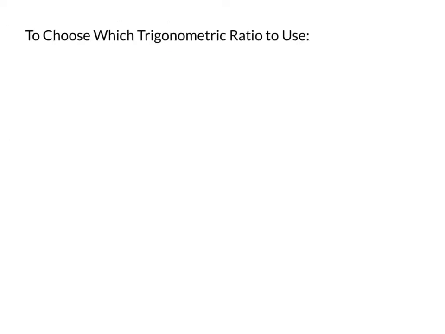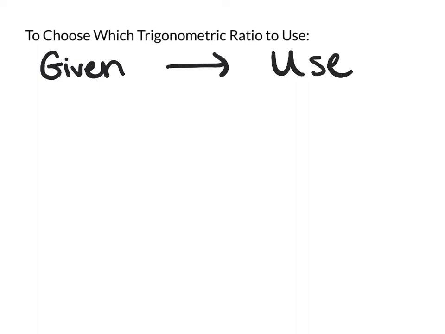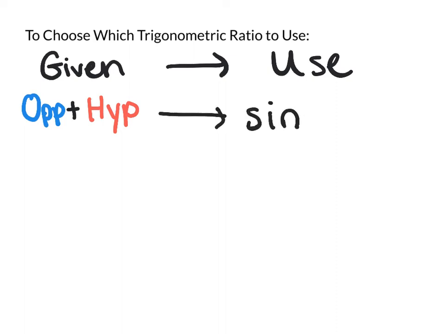Now, in order to determine which trigonometric ratio to use, you're going to determine based on what's given to you. You're going to be given two side lengths, and it'll tell you which relationship to use. So, if you're given the opposite and the hypotenuse, you're going to use sine of x.